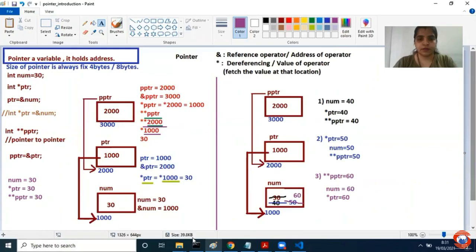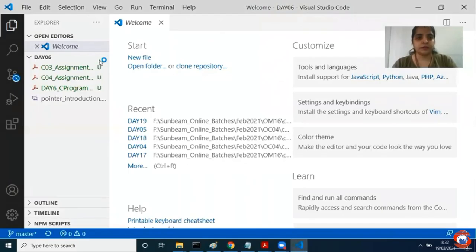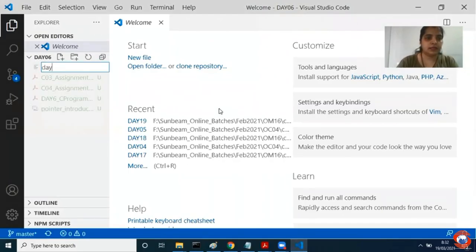Is it okay? Any questions so far? No. All right. Shall we write programs with respect to pointer? So I will prove all these points with the help of an example. I'll say day6_1.c.